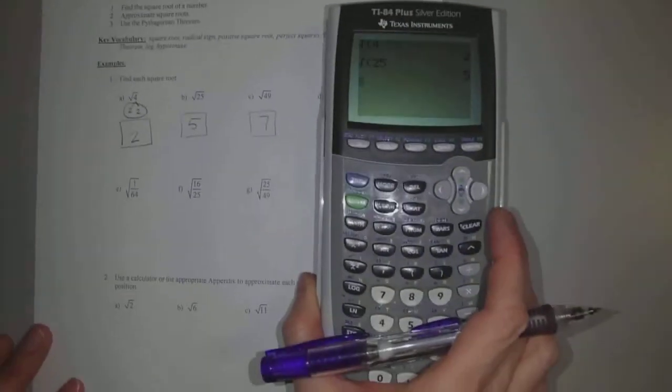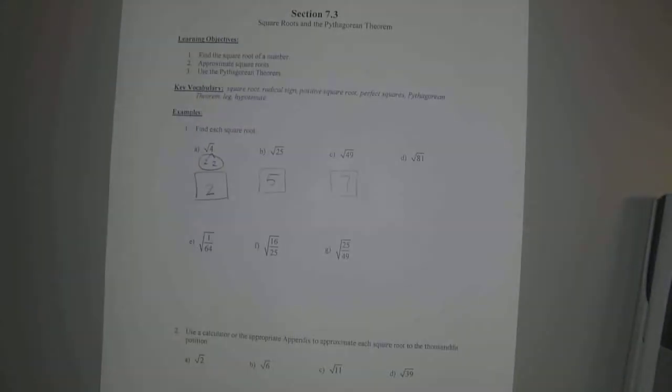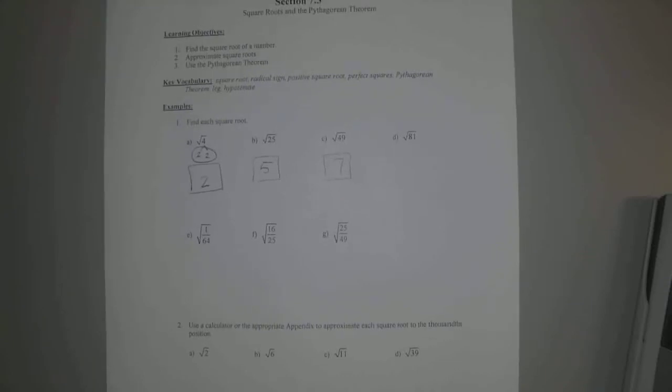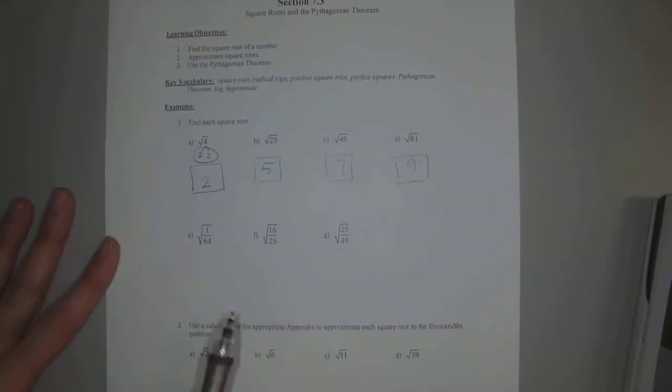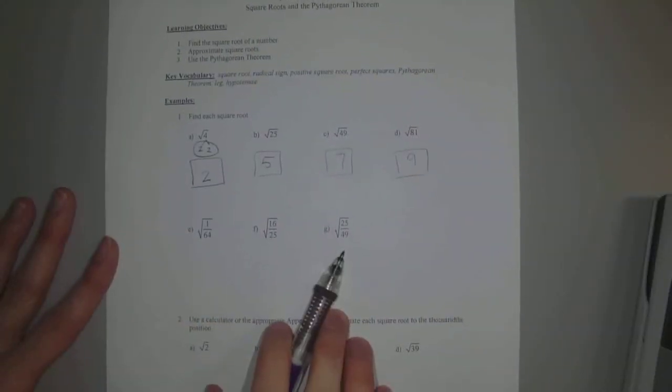The square root in your calculator? Okay. No, I'm talking about with the... Oh, the fraction. I'll show you that in a second. 81. What times itself gets you to 81? 9. All right, so Bree was talking about E, F, and G where it's fractions.